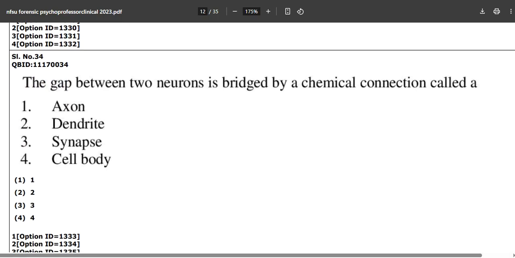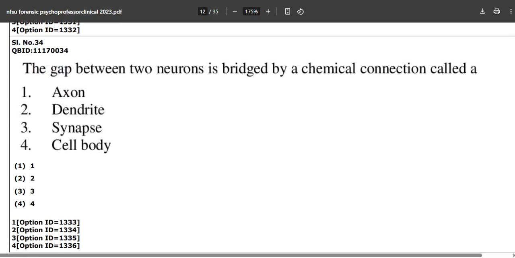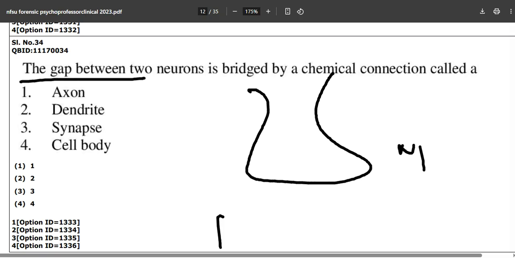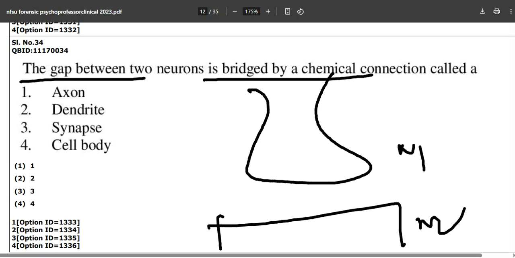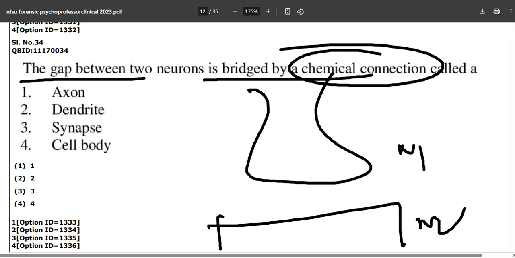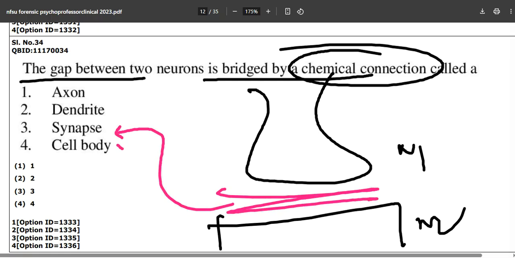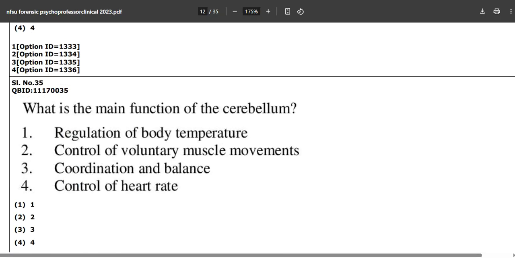The gap between two neurons, you just listen to the explanation, and you will be able to solve this based on that as well. The gap between two neurons, called N1, and this is N2, bridged by a chemical connection. What is this gap called? This is called the synapse, not the cell body, not the dendrite, not the axon. Come on. Moving forward, next one.